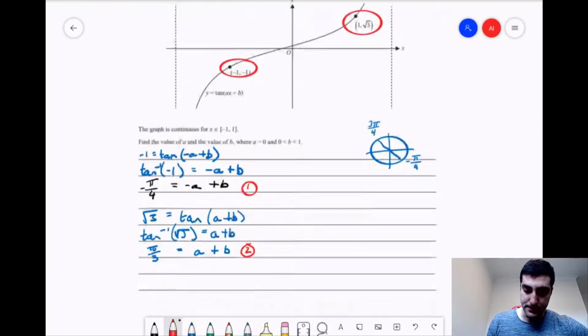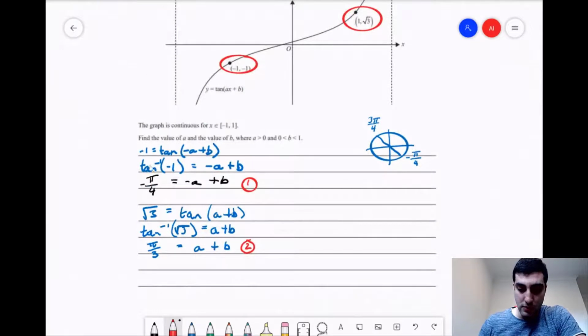So we can see minus pi on 4 is equal to minus a plus b, and pi on 3 is equal to a plus b. So how are we going to eliminate one of the variables? The simplest way that I can see here would just be to add these two equations together. We can see the minus a and the a terms will cancel out. So by doing that, we're going to have minus pi on 4 plus pi on 3 is equal to 2b.